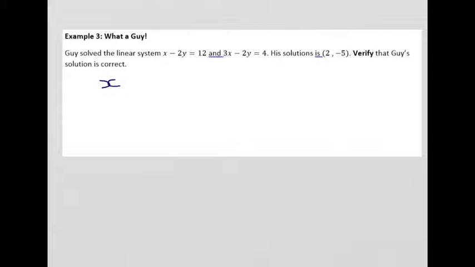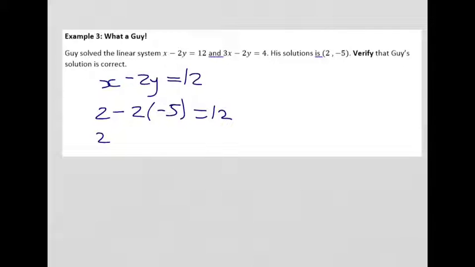Let's take x minus 2y equals 12. I'm going to put in 2 for x and -5 for y, and let's watch what happens. 2 minus 2 times -5. Does that equal 12? Well, -2 times -5 is +10. And then 2 plus 10 is 12. Okay, good. So our point lies on this first line. That's nice. Let's see if it lies on the second line.